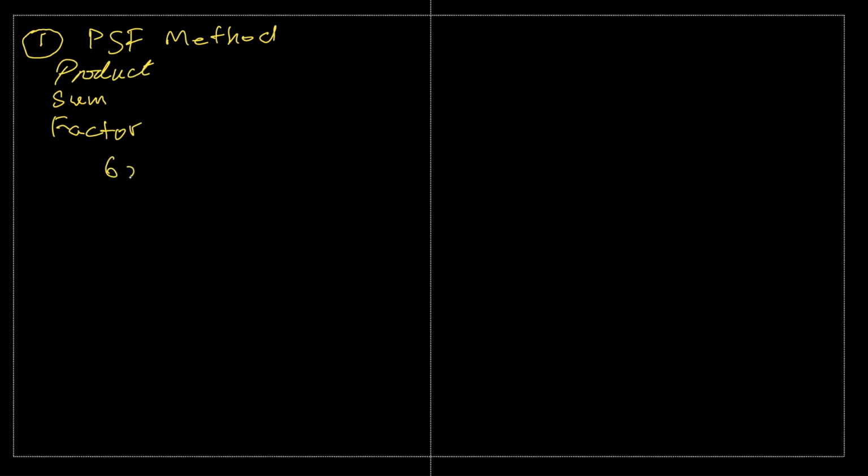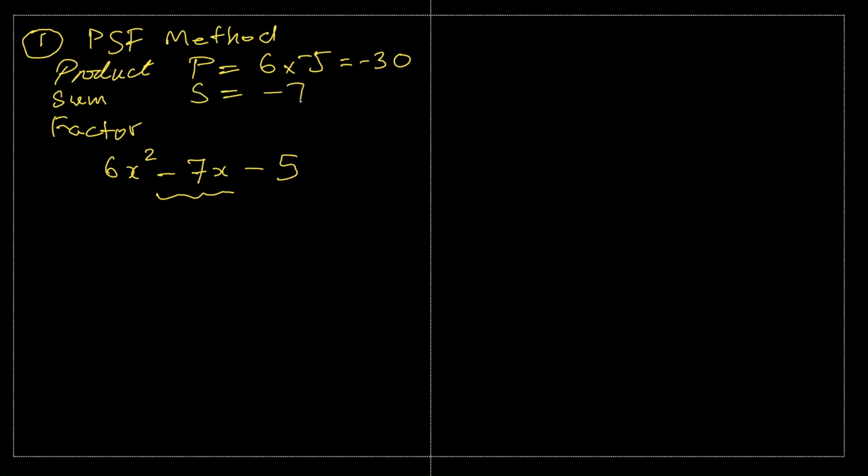If we've got 6x squared minus 7x minus 5, what we're going to do is reorganize those two. We're going to split the 7x into two parts and then factorize in pairs, and it'll come out naturally. The hardest part will come, I'll tell you what that bit is. The product is the 6 times the minus 5, that's the end numbers, so that's minus 30. The sum is the middle number, which is minus 7.